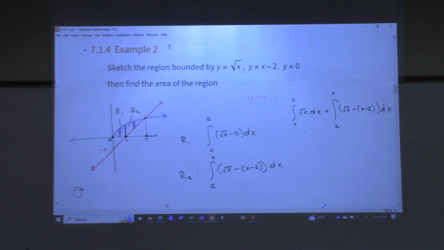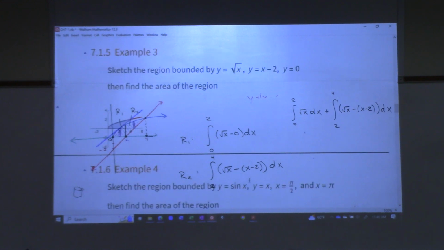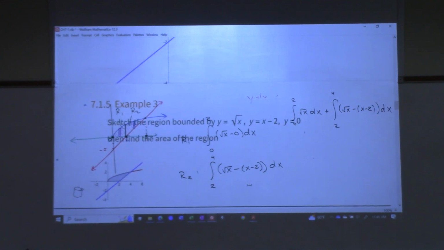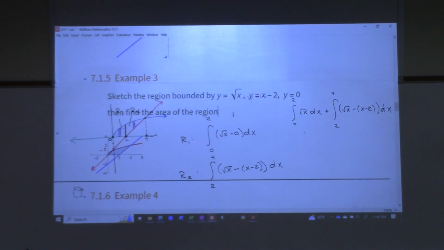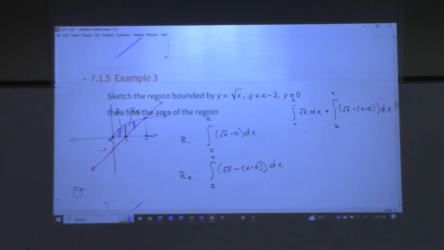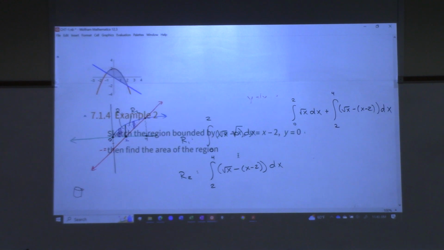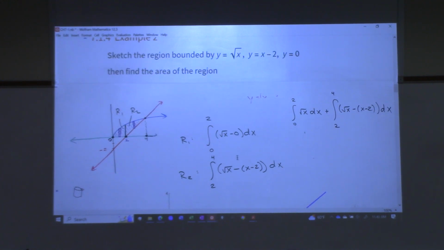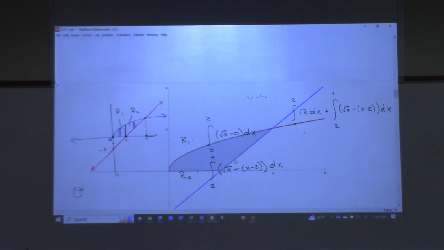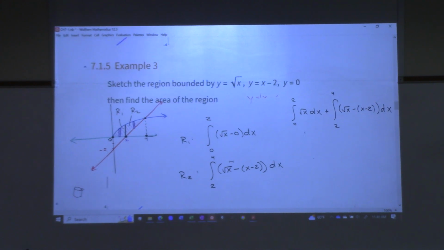Okay, let's see what our next one is. Same problem. It's the same problem, right? So this is not a typo, all right? That's the problem we just did, example 2. And now example 3 is the same thing.